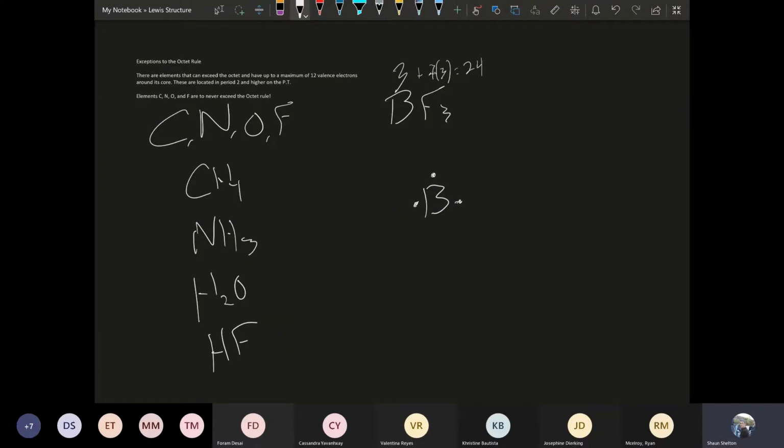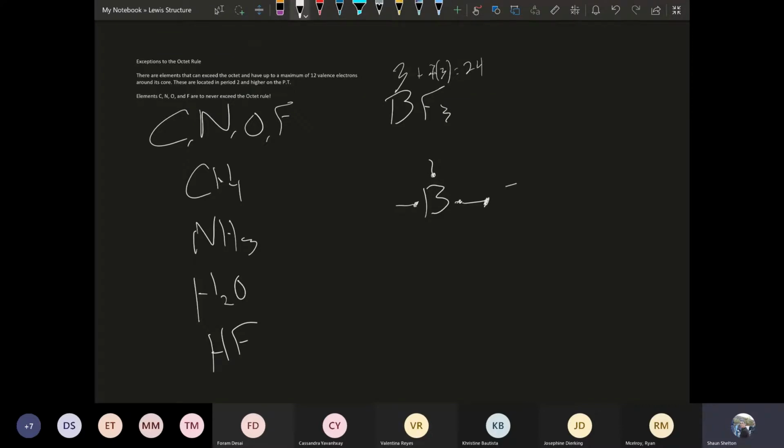Now, how many electrons can exist in a bond? Only 2. So if we draw a bond here, and it doesn't matter what other elements are on the other side, boron's going to have 3 bonds. 3 times 2 equals 6 valence electrons. So the most electrons that boron can have is 6. So boron actually does not exceed the octet. It's below the octet rule.